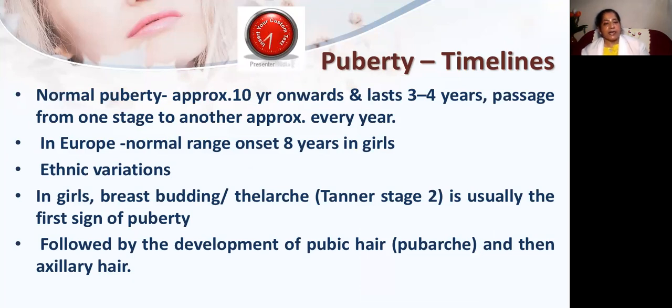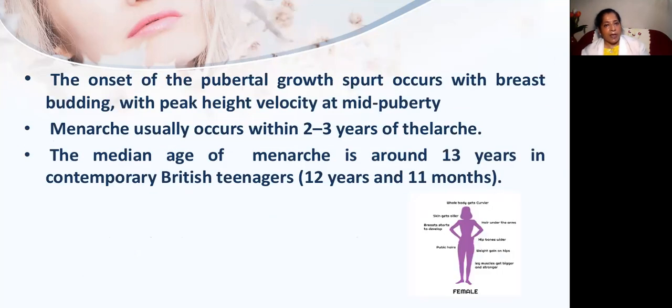In girls, breast budding or thelarchy, as it is called, is usually the first sign of puberty. It is followed by the development of pubic hair, which is known as pubarchy, and then axillary hair. The onset of puberty growth spurt occurs by breast budding, and it is associated with a peak height velocity at mid-puberty. Menarche usually occurs within 2 to 3 years of thelarchy, and the median age of menarche is around 13 years in British teenagers.